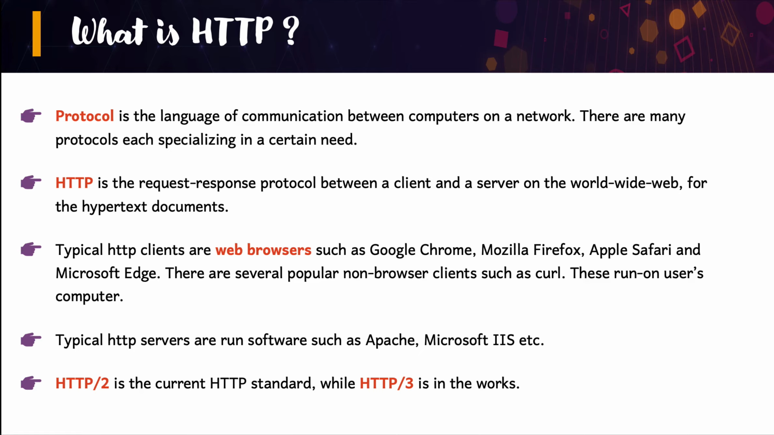Like HTML has versions, HTTP also has versions. HTTP 2 is the current standardized HTTP protocol. It is what most people use. HTTP 3 is the new version of HTTP. It is in the works, in the sense it is not yet standardized as of today.